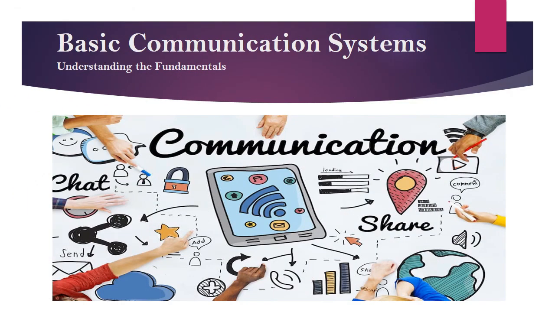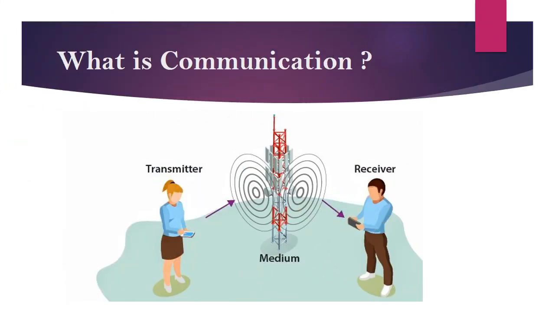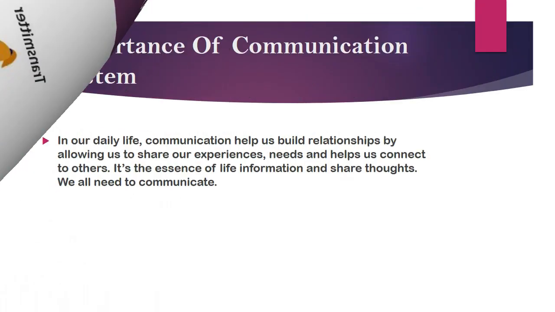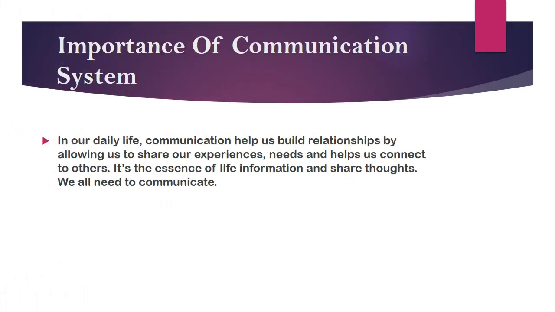We discuss the basic communication system and understand the fundamentals. So, what is communication? The communication system is a system which describes the information exchanged between two points. The process of transmission and reception of information is called communication. The major elements of communication are the transmitter of information, the channel or medium of communication, and the receiver of information.